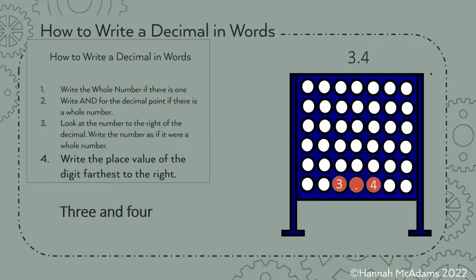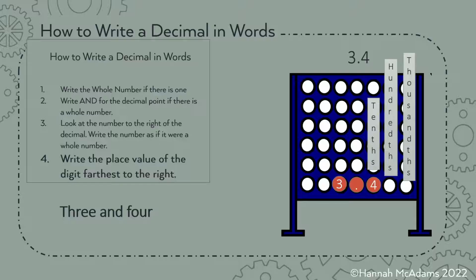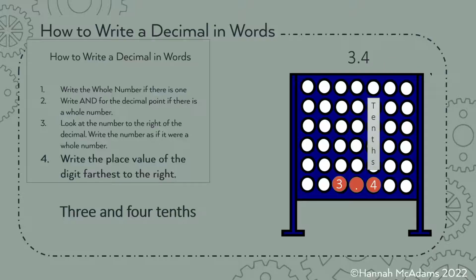Write the place value of the digit farthest to the right. Well, there's only one digit to the right of the decimal point, and it's 4, which is in the tenths place. Remember, there's no oneths place. There's just tenths, hundredths, thousandths, and so on. So we have tenths here, hundredths, but there's nothing there. Thousandths, there's nothing there. So we want the tenths. 3 and 4 tenths. And that's our answer.